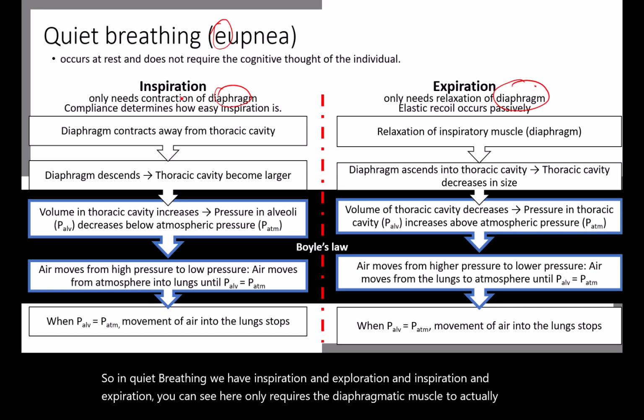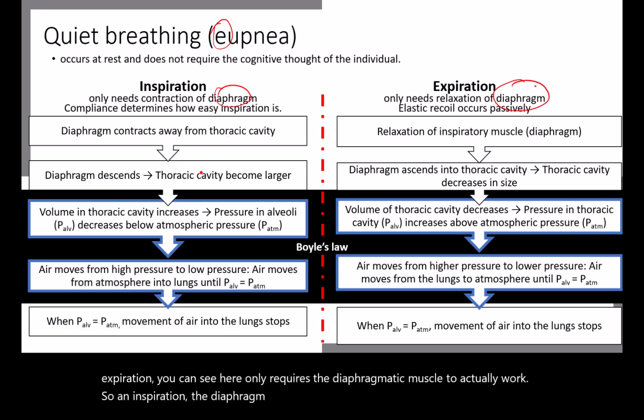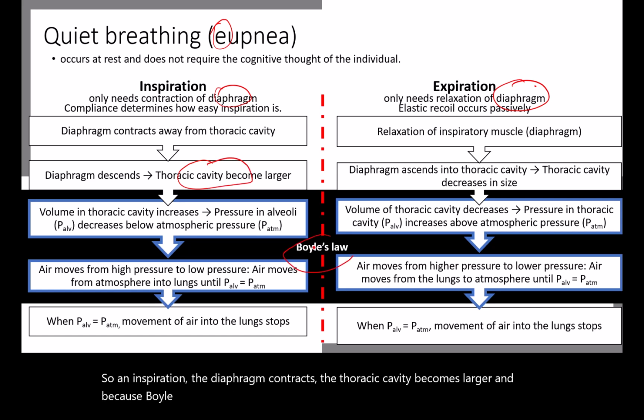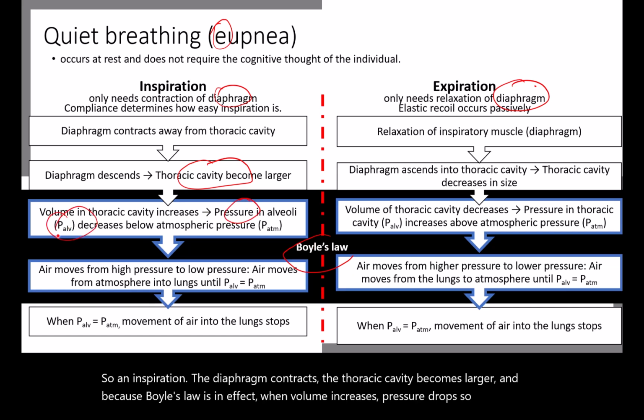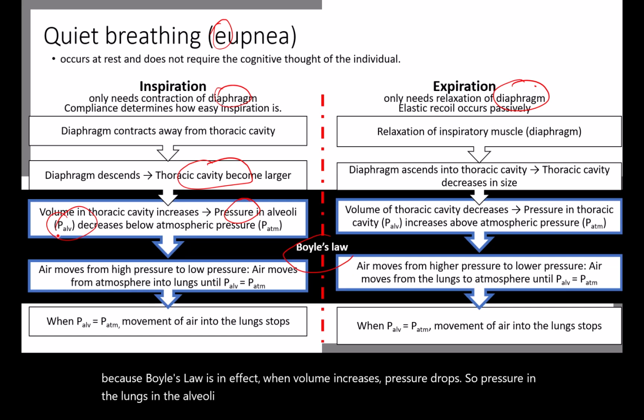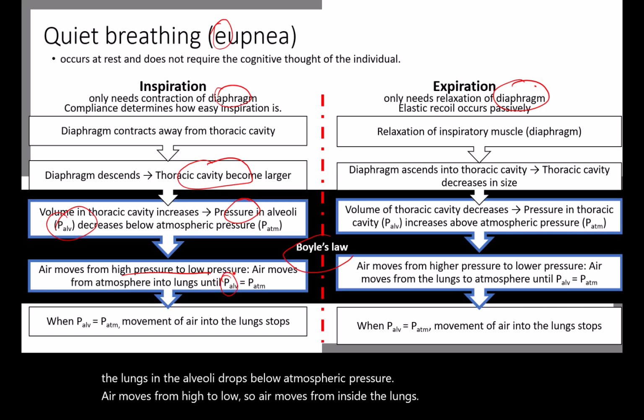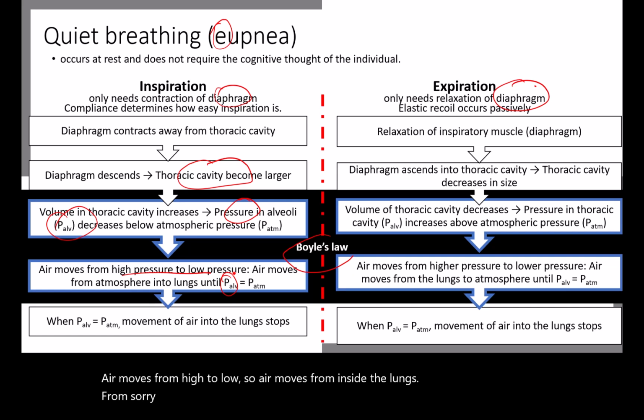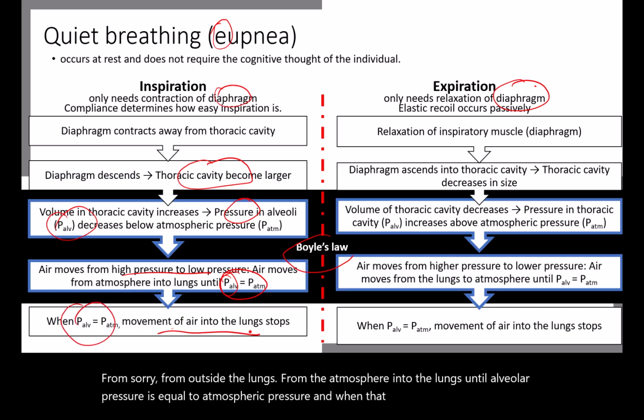So in inspiration, the diaphragm contracts, the thoracic cavity becomes larger, and because Boyle's law is in effect, when volume increases, pressure drops. So pressure in the lungs, in the alveoli, drops below atmospheric pressure. Air moves from high to low. So air moves from outside the lungs, from the atmosphere, into the lungs, until alveolar pressure is equal to atmospheric pressure. And when that happens, then movement of air into the lungs stops.